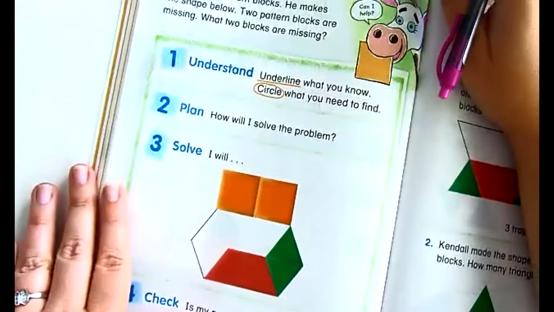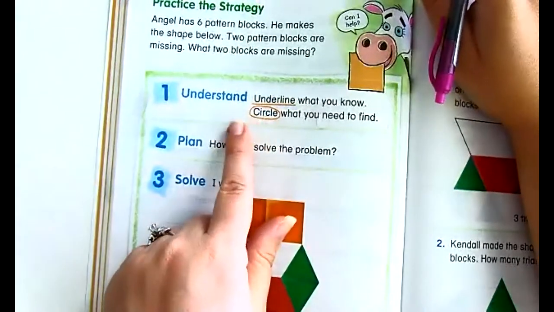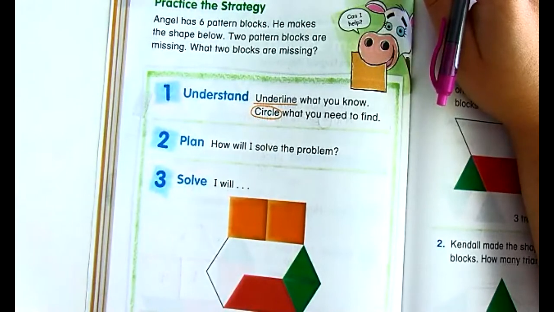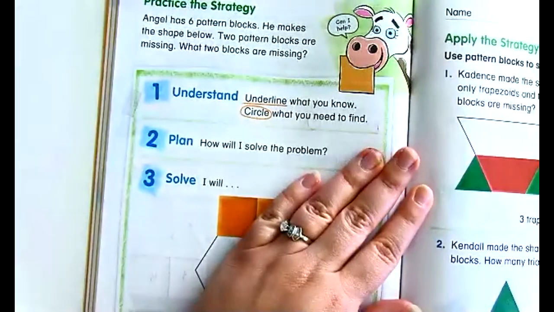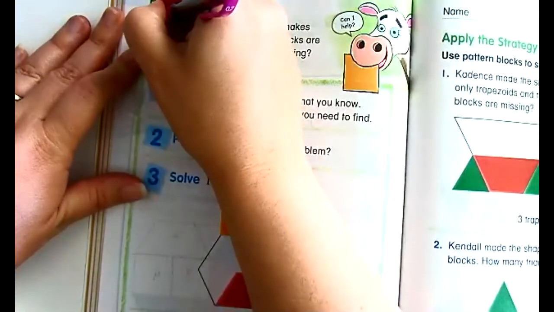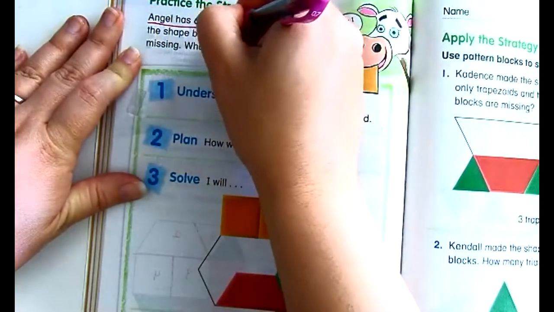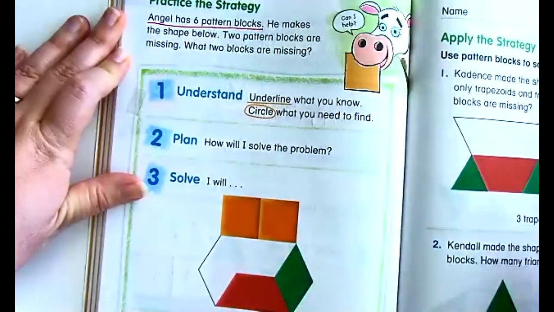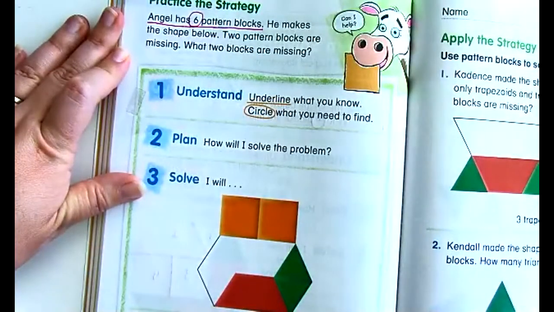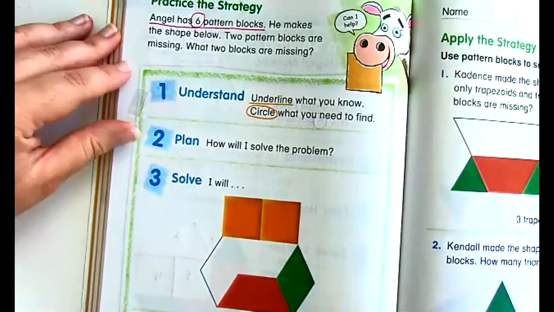The first step, remember, is to understand my problem. And the easiest way for me to understand my problem is to underline what I know, circle what I need to find out. So let's start with that. Let's underline what we know. We know that Angel has 6 pattern blocks. So we will underline that. And like I said earlier, I just like to circle those important numbers so they stand out to me, and it's easier for me to see the numbers I'm working with.